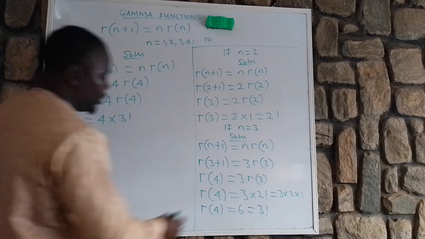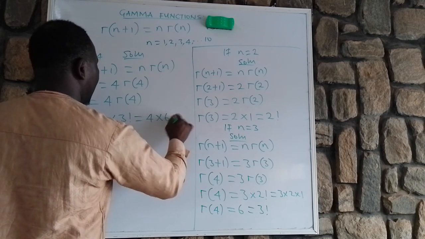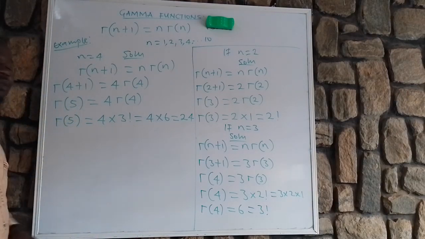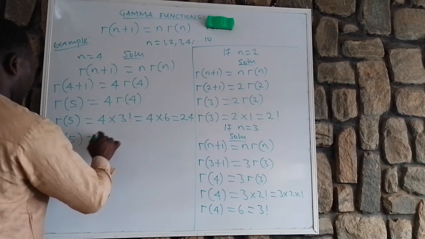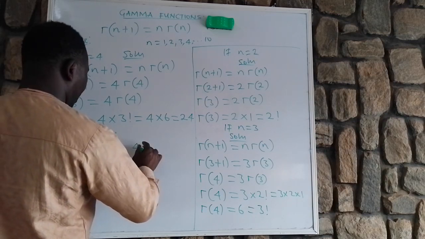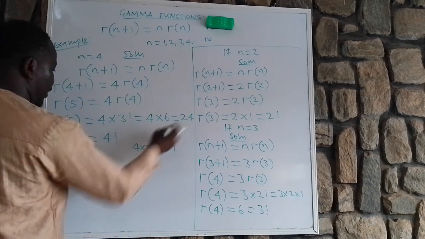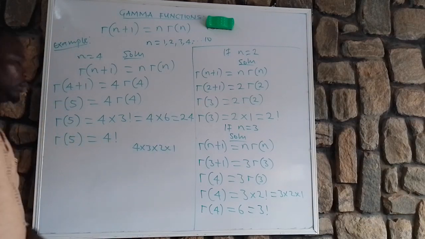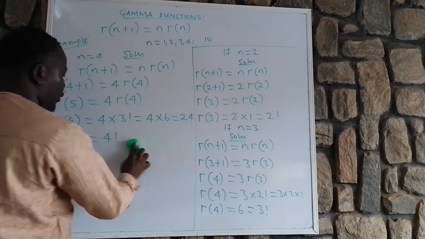Then we know the meaning of 3 factorial. 3 factorial is the same thing as 6, so it is equal to 4 times 6, which is equal to what? 24. So this implies that if we want to leave it in factorial form, our gamma of 5 is equal to what? 4 factorial. Why? Because 4 times 3 times 2 times 1 is going to give you the same thing. 4 times 3, 12, times 2, 24, times 1. Is it not the same thing? So this is how to find the gamma function.